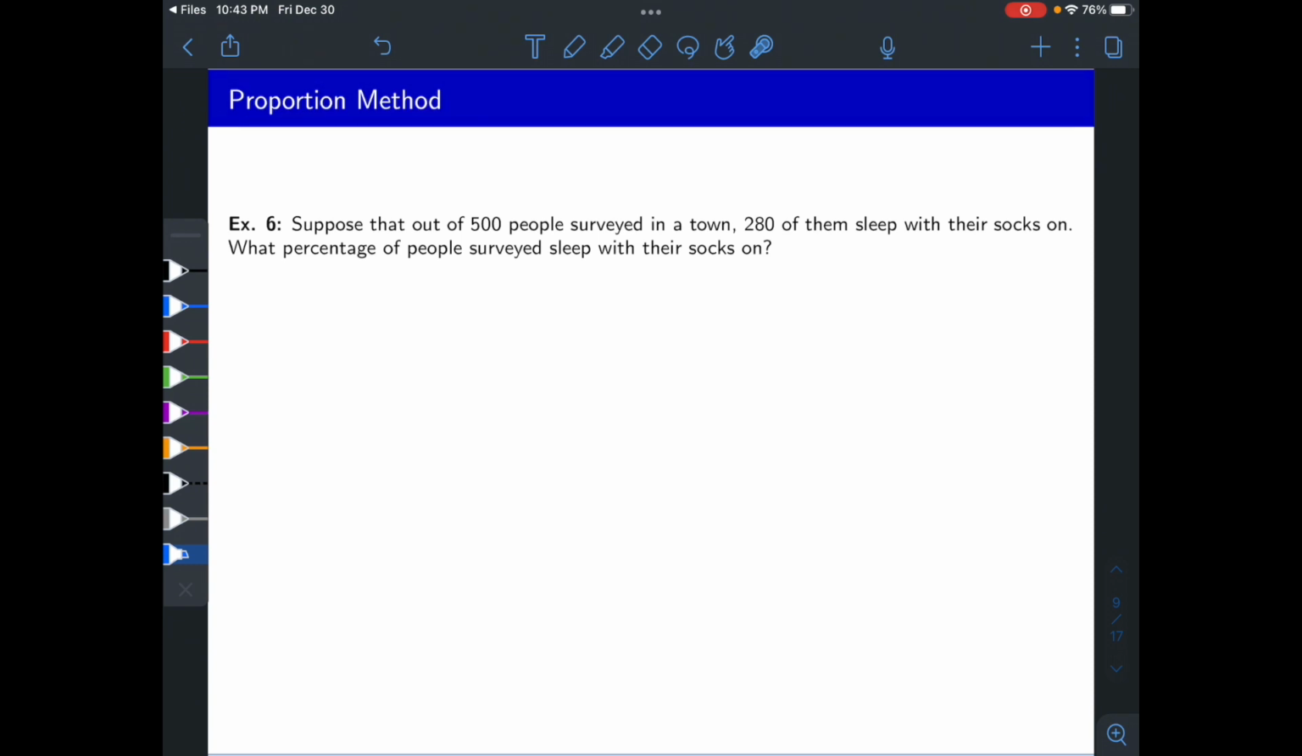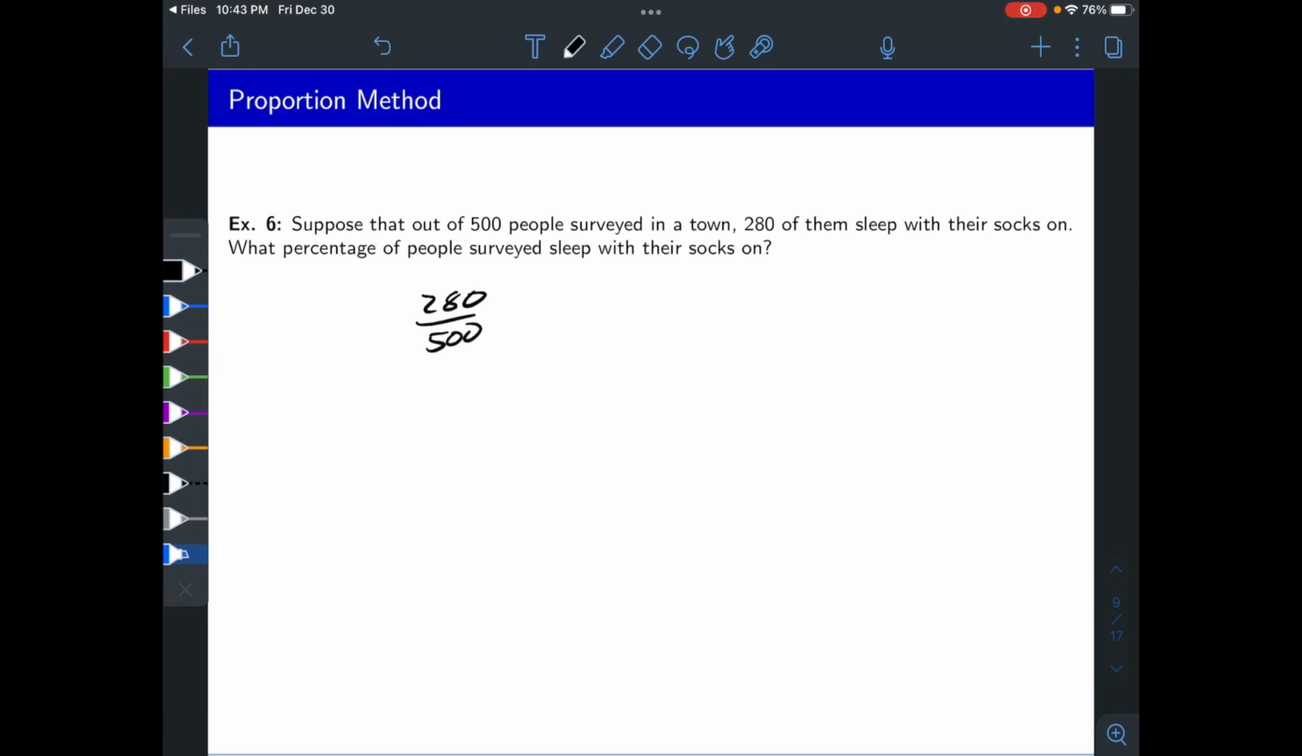All right, let's suppose that out of 500 people surveyed in a town, 280 of them sleep with their socks on. What percentage of people surveyed sleep with their socks on? So now we just want to know what's the percentage? So this one is probably a little more straightforward than the other one because we don't really have to solve for anything. We can just say we're converting 280 out of 500 to a percentage.